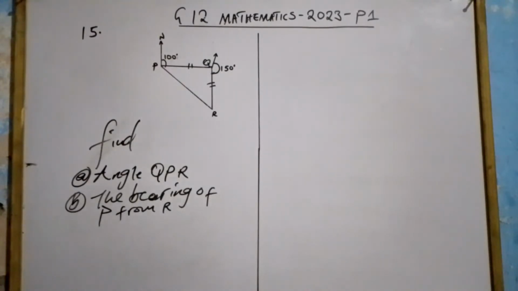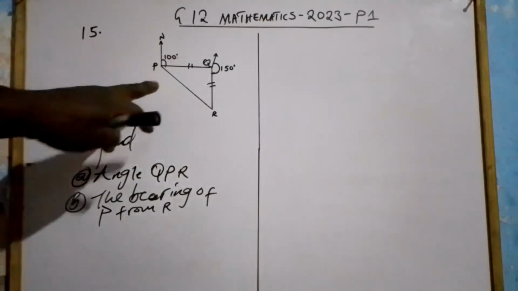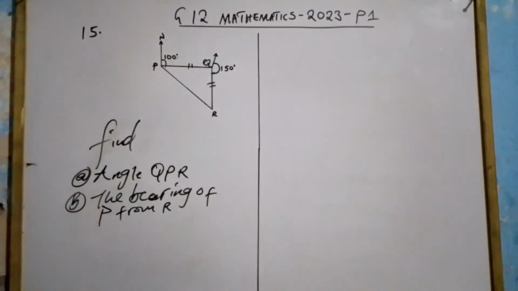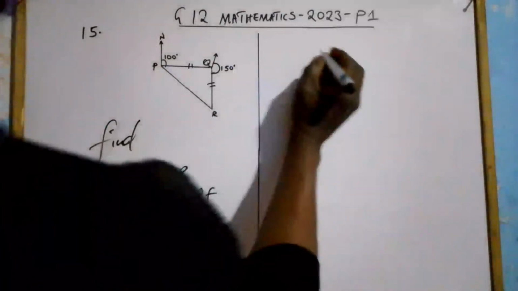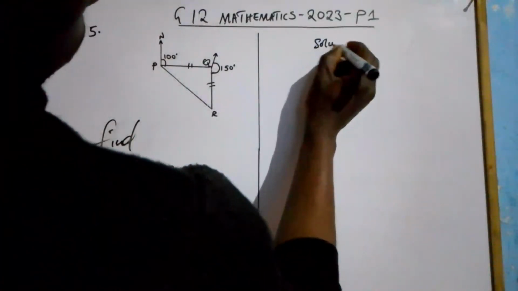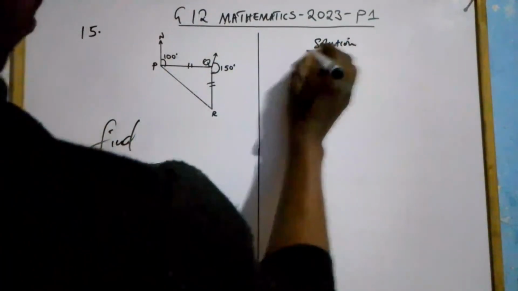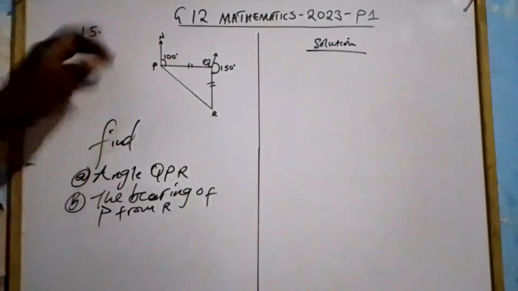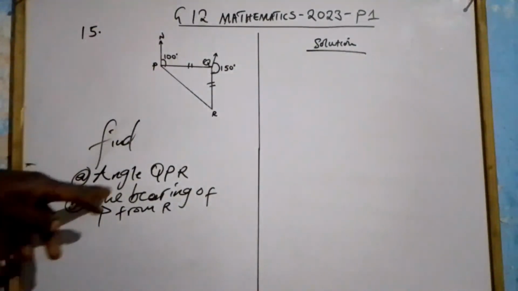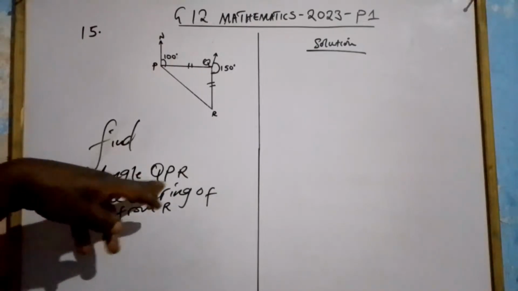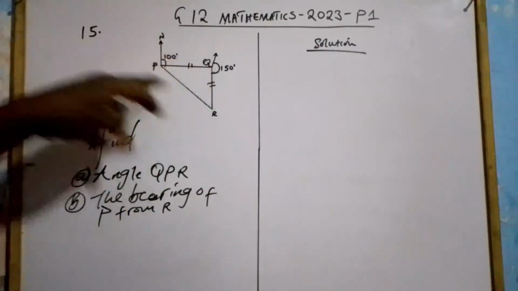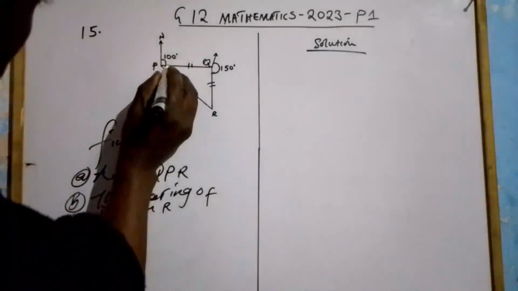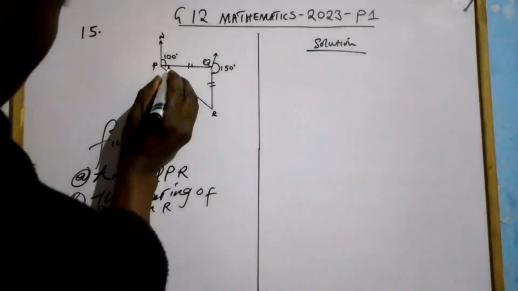Okay, without wasting much of your time, let's get started with the solutions. So we are going to start it from here. Solutions. From this bearing, we have to find the angle QPR. So we have to find this angle here.